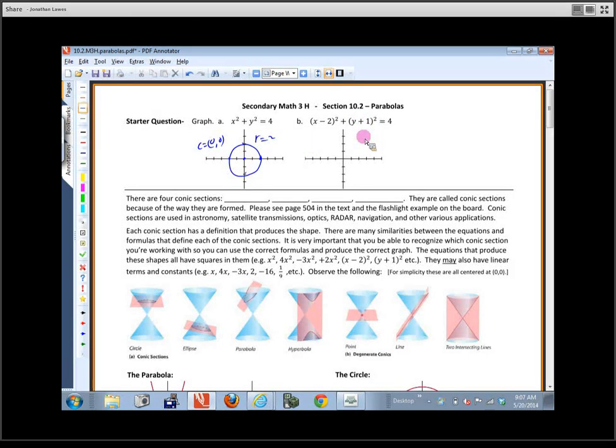It makes it go down. Okay, so it makes the graph in the vertical direction 1 unit sooner than it normally would. So this actually moves it to the right 2 and down 1.